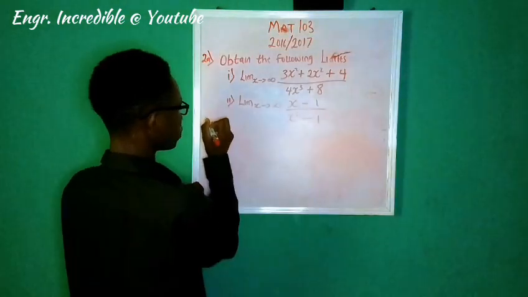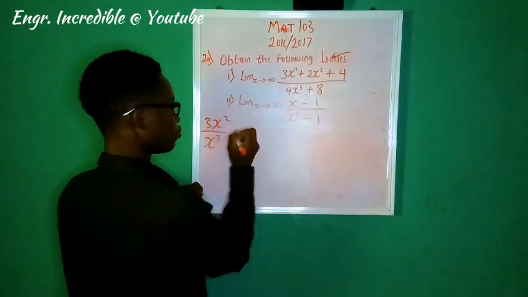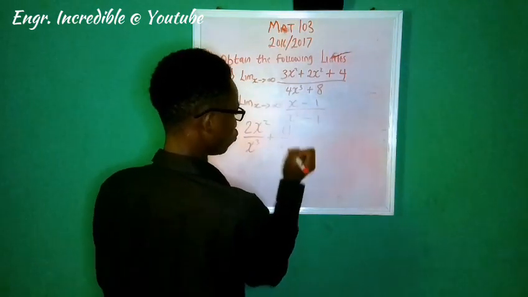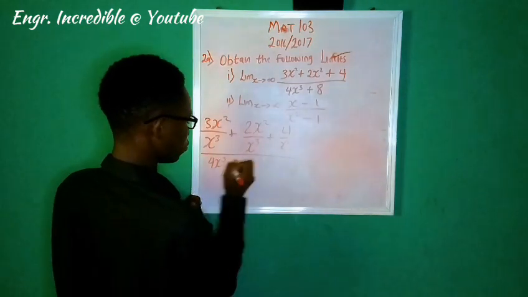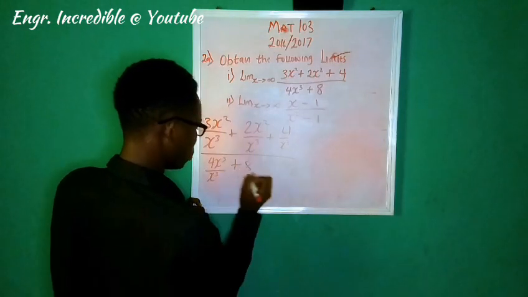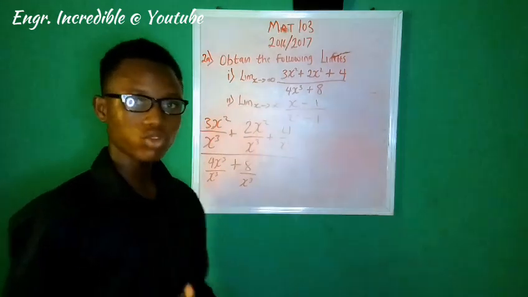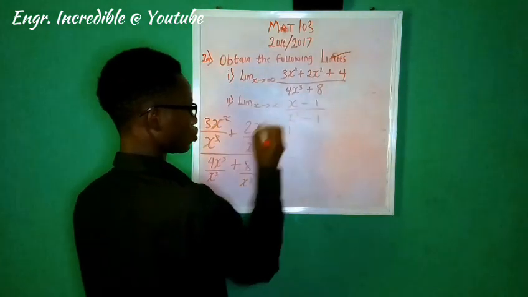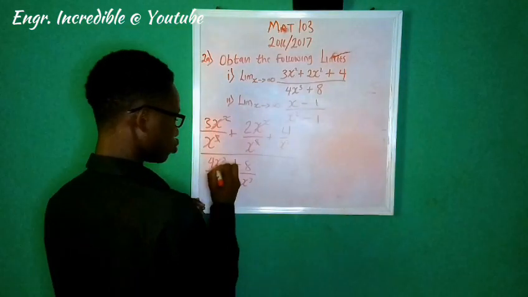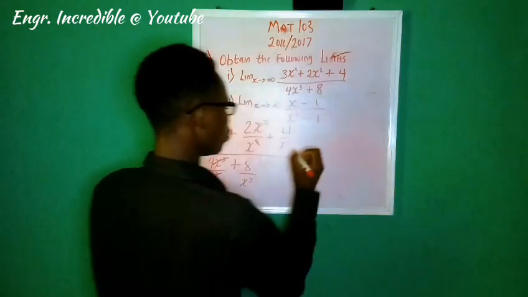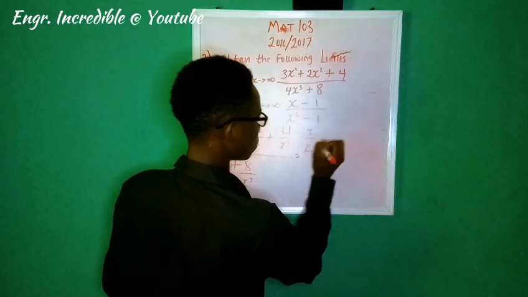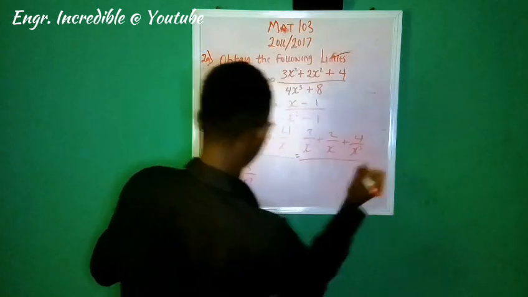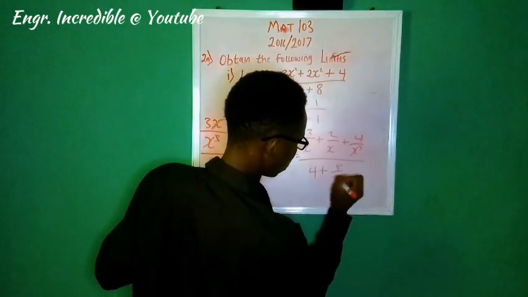What we are going to be doing is 3x squared divided by x cubed plus 2x squared divided by x cubed plus 4 divided by x cubed, all over 4x cubed plus 8 divided by x cubed. From here, we are going to be simplifying it. The x remains 1x here, this one too is the same, here nothing goes, then here x cubed cancels x cubed, and here x cubed stays. So we are having 3 all over x plus 2 all over x plus 4 all over x cubed, divided by 4 plus 8 over x cubed.